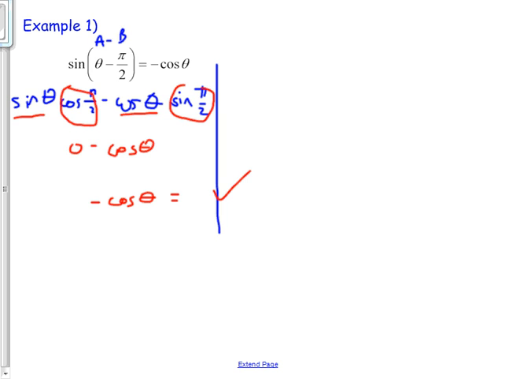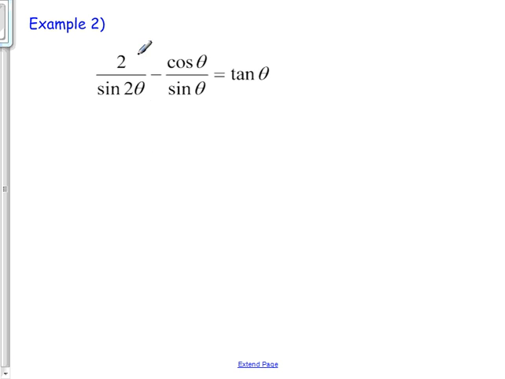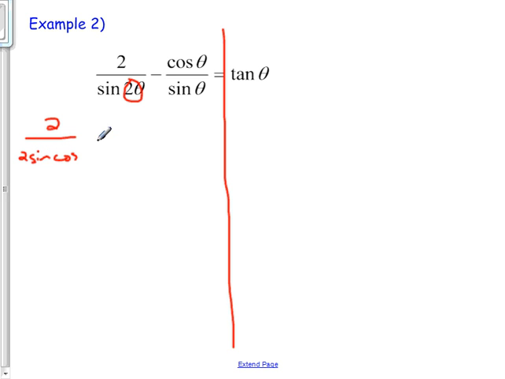Alright, let's look at some more here. Example 2. Thing to keep in mind here, see what doesn't fit. If you notice that's off. So we have to use the sine double angle formula, just because we want the identities to all have the same angle measure. So that's 2 sine cosine minus cosine sine. Okay, the 2's will cancel.